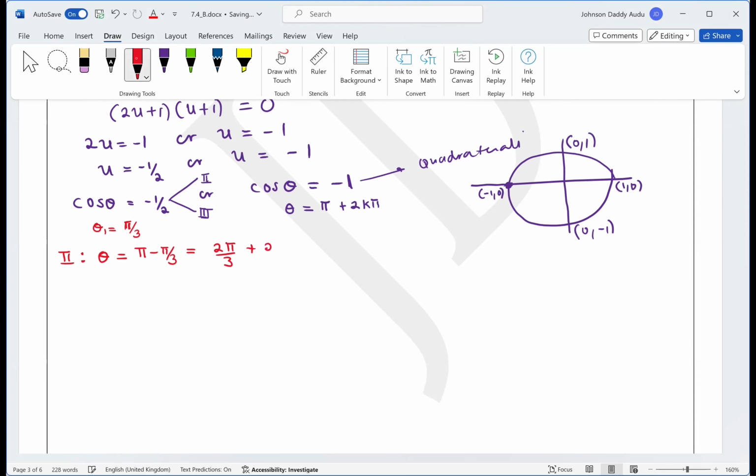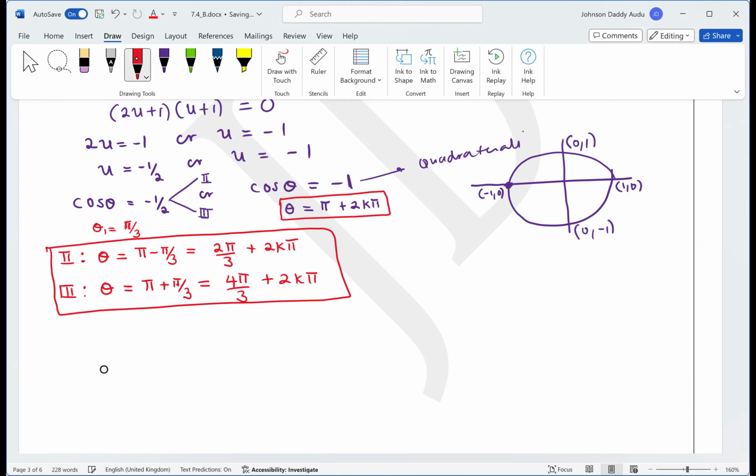But then we can add 2k pi, right? And then if we're in the third quadrant, because cosine is also negative in the third quadrant, our theta is going to be pi plus pi over 3. And this is 4 pi over 3 plus 2k pi. All right, so all of these are solutions. This is the first one coming from this, and then we have this one.